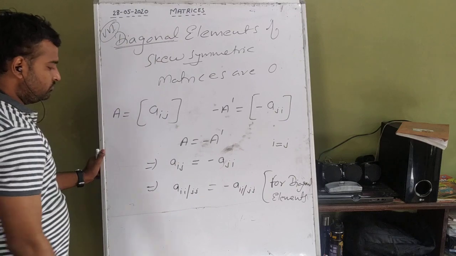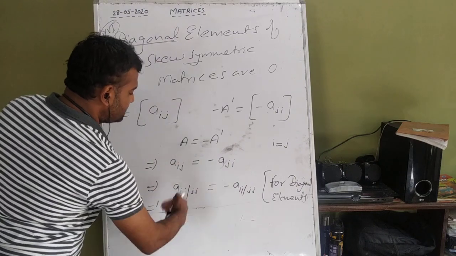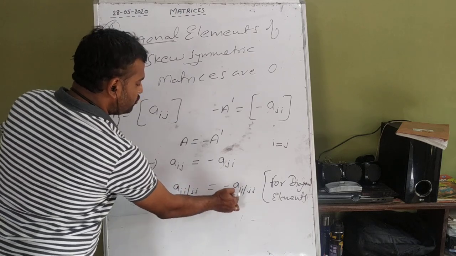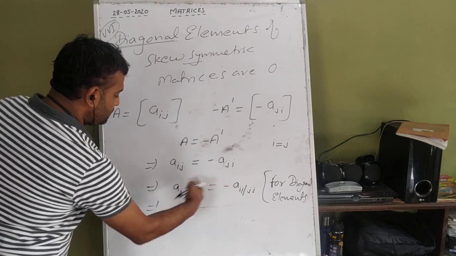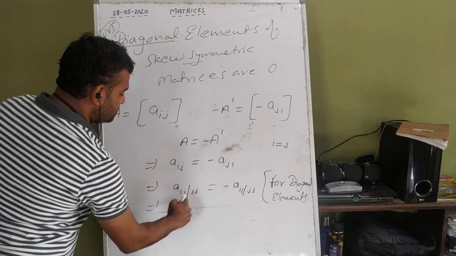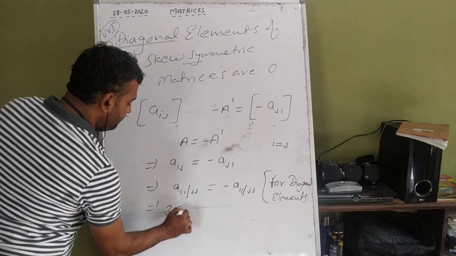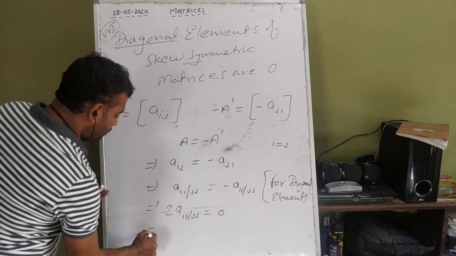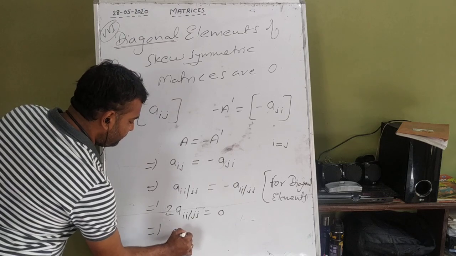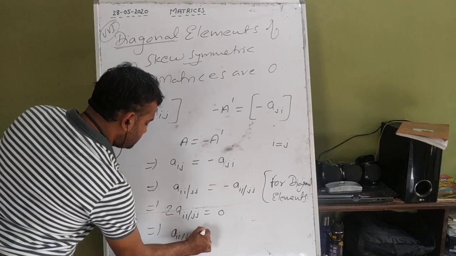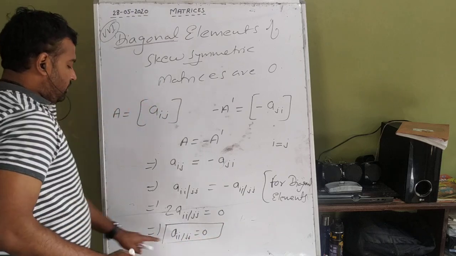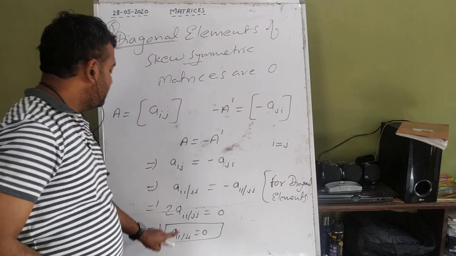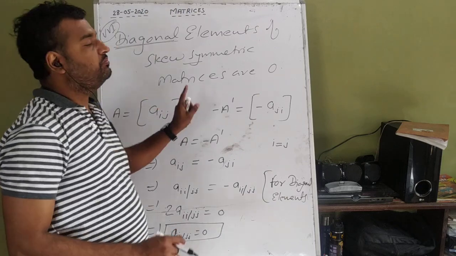Now shift to the LHS side. If you shift this to the LHS side, this is the same quantity in the negative side, and that will be shifted to the LHS side. Then this is your plus, then how many times? 2Aii or 2Ajj is equal to 0, or we can say here Aii or Ajj is equal to 0. Aii and Ajj are said to be the diagonal elements. Then we have proved that all the diagonal elements will be 0.